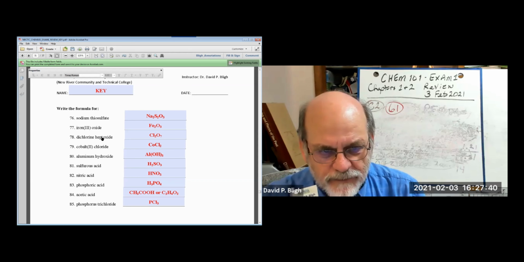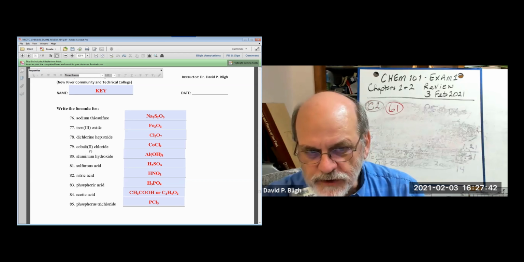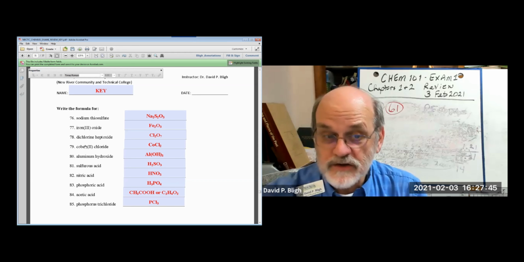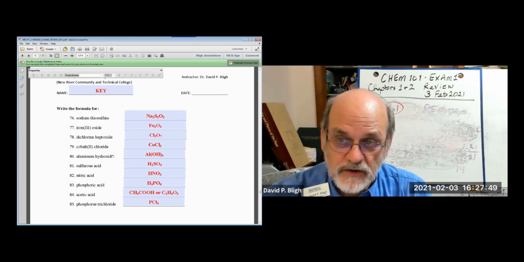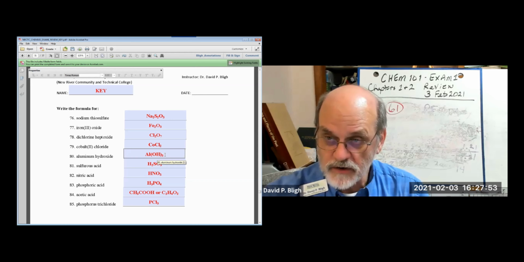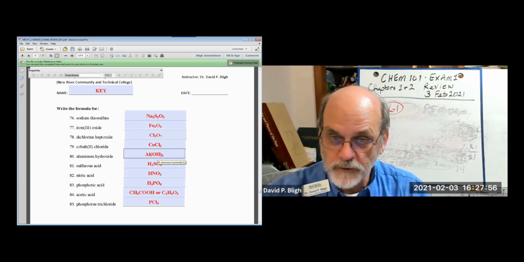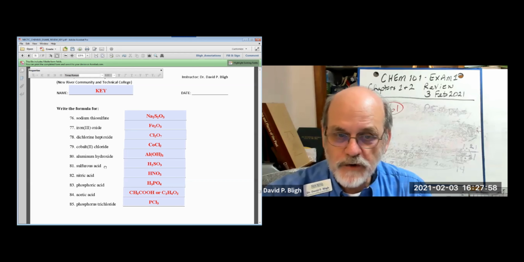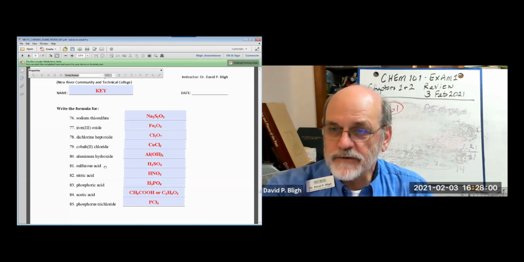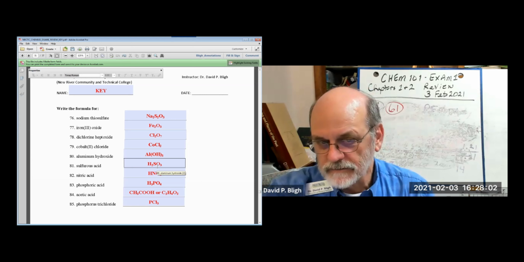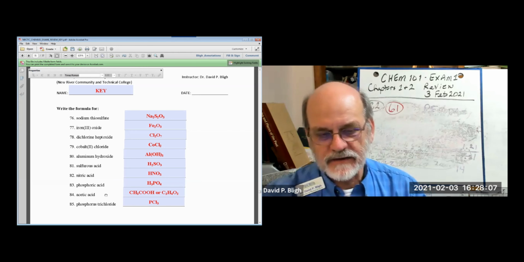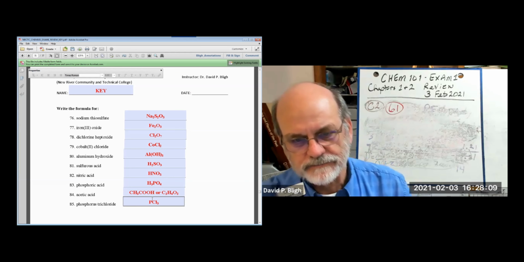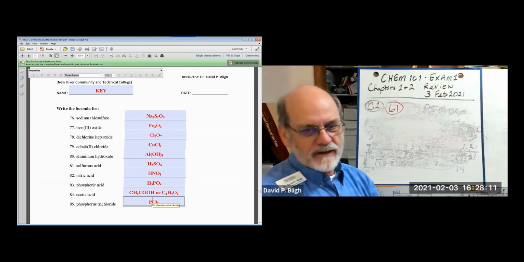That one's new, that's a type 3. That's a type 2. Cobalt is a transition metal. Aluminum hydroxide, hydroxide is polyatomic, so you need a parentheses to make up three of them with a negative charge, three minuses to one, three plus. Sulfurous acid, derived from sulfite ion, SO3. Nitric, phosphoric, acetic acid. Okay, why is it two ways here? All right, 84.